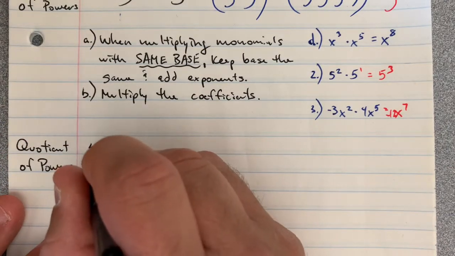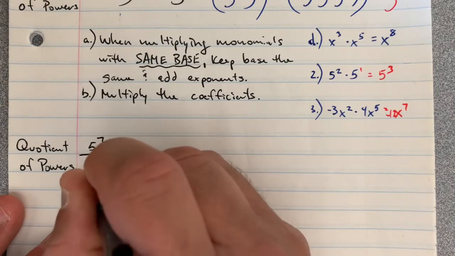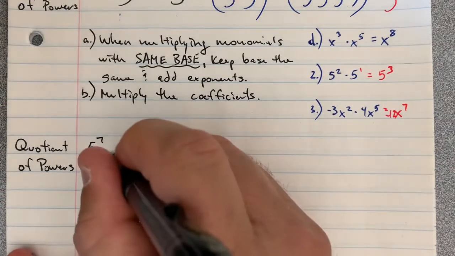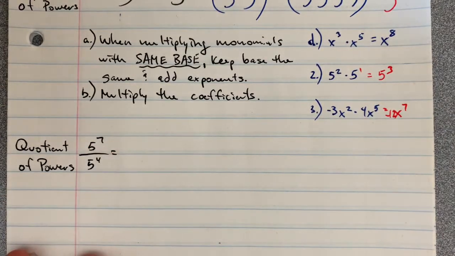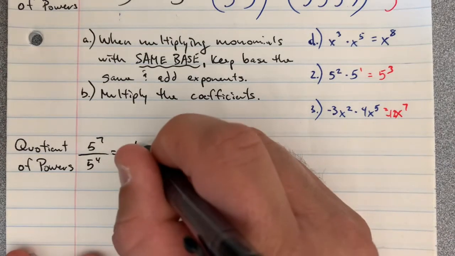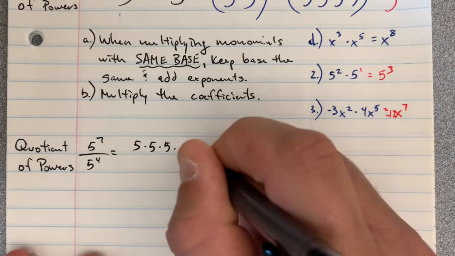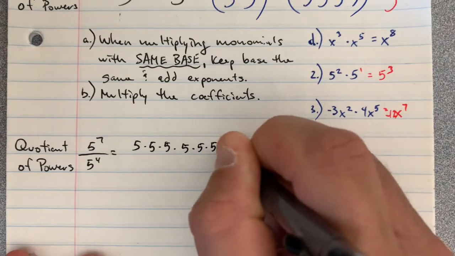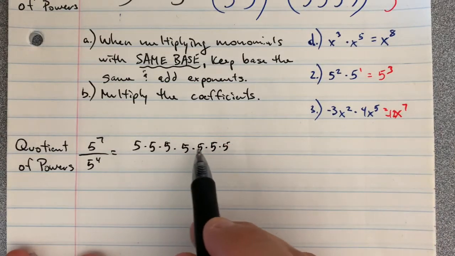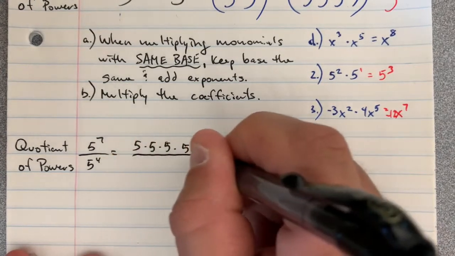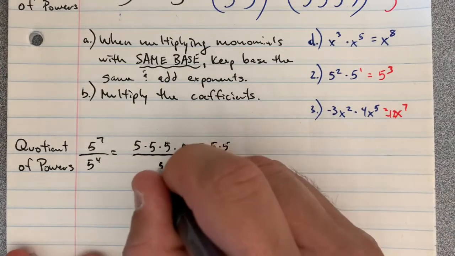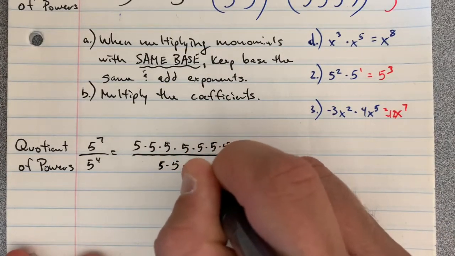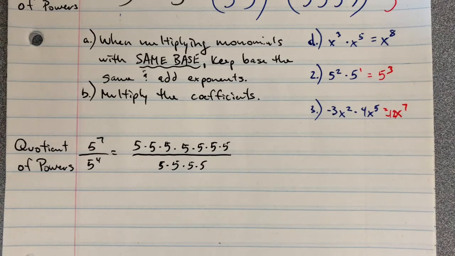So let's say I give you 5 to the 7th over 5 to the 4th. 5 to the 7th is in exponential form. If I write that out in expanded form, that really is 5 times 5 times 5 times 5 times 5 times 5 times 5. I think it's 1, 2, 3, 4, 5, 6. Yep, it's all of them. And 5 to the 4th in exponential form turns into 5 times 5 times 5 times 5 in expanded form.